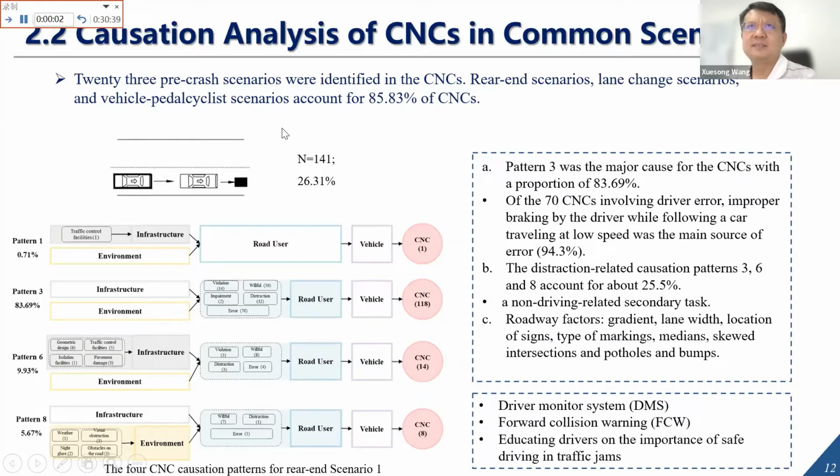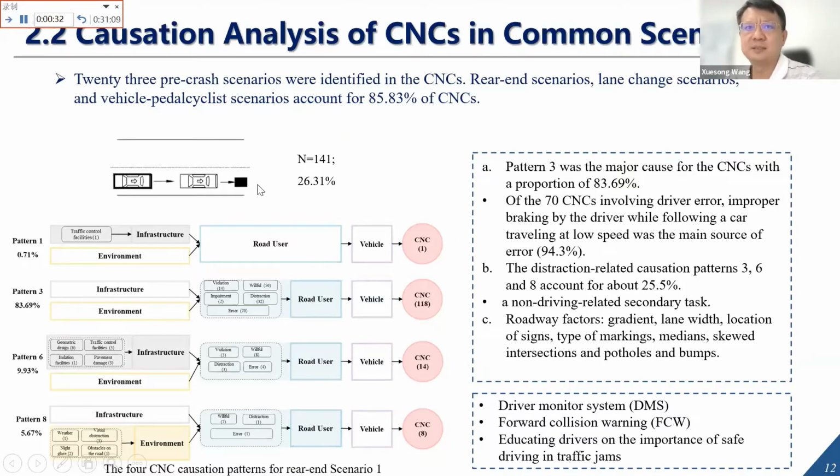Finally, we found 23 pre-crash scenarios in the CNCs. Rear-end scenarios, lane changing scenarios, and vehicle-pedestrian and bicyclist scenarios accounted for 85% of the CNCs. So for each type of scenario, we analyzed the data for their conditions.